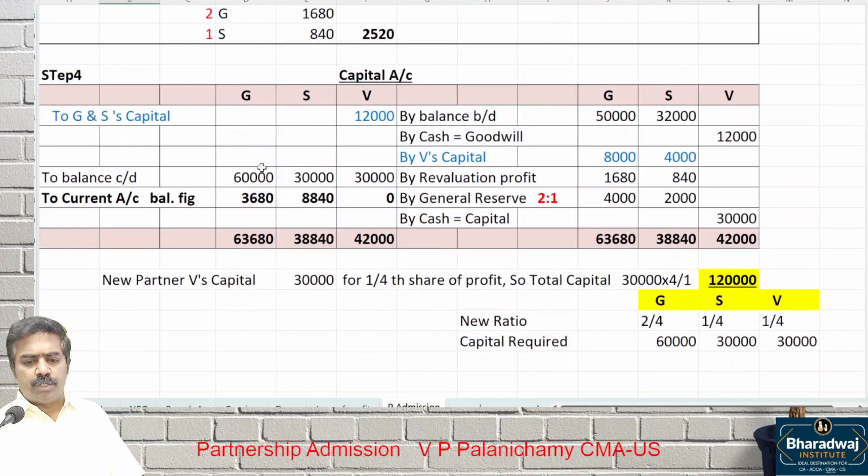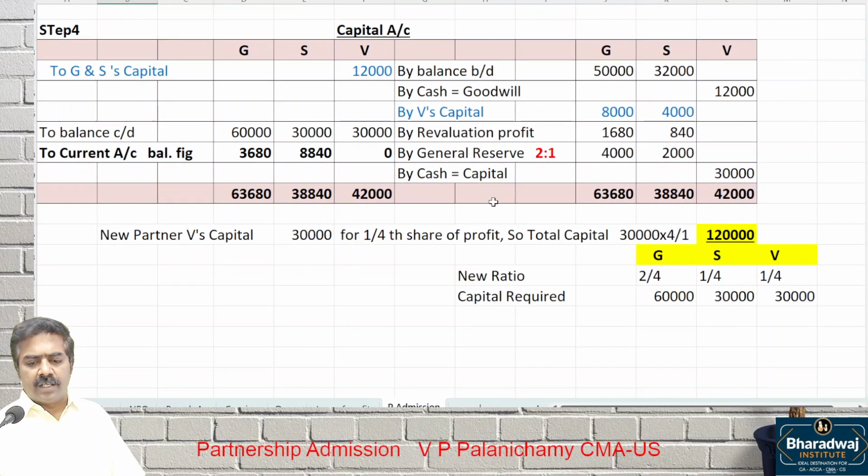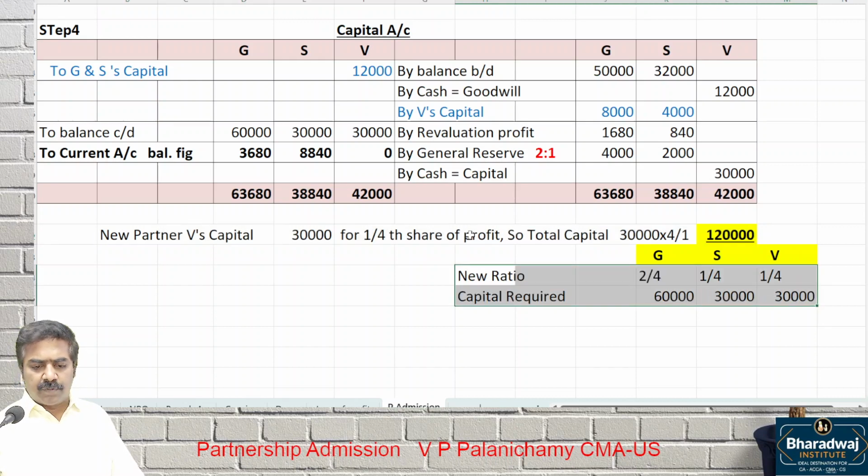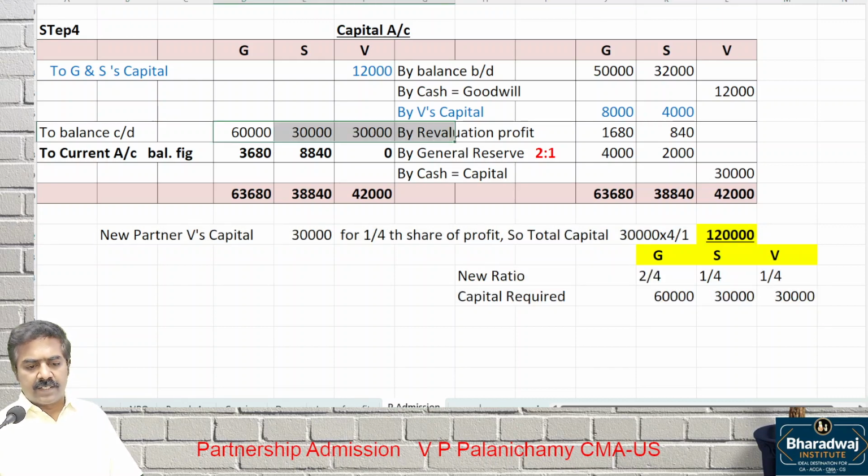We prepare the revaluation account. This is also as usual. The capital accounts of partners are also as usual. The only thing is that while closing the capital account, based on the new partner's share, we work out the total capital, then transfer in the new ratio. Surplus, transfer to which account? Current account. Take up this.